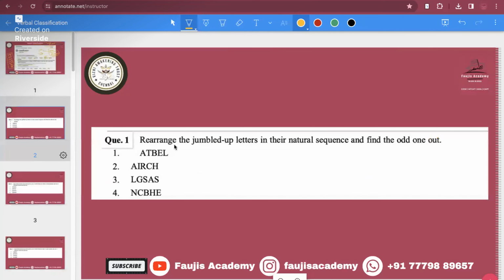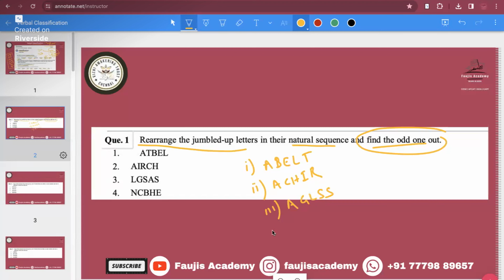Rearrange the jumbled up letters in the natural sequences, and find the odd one out. Yes, guys, tell me the answer. Find the odd one out amongst all these four. You have them in their natural sequence. What do you think is the answer over here? Which one is the odd one out? Option 4 is the odd one out.